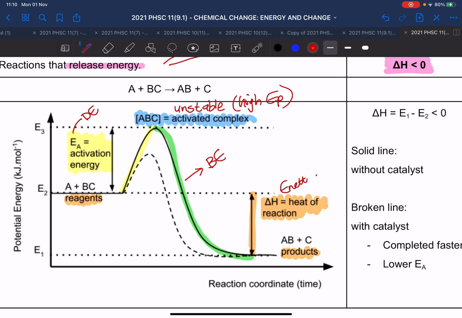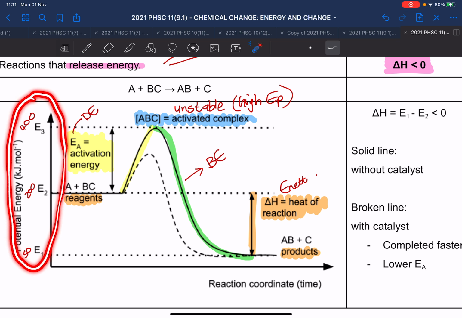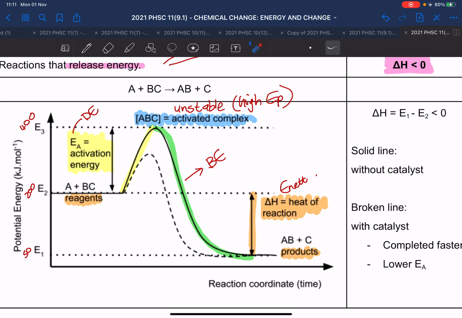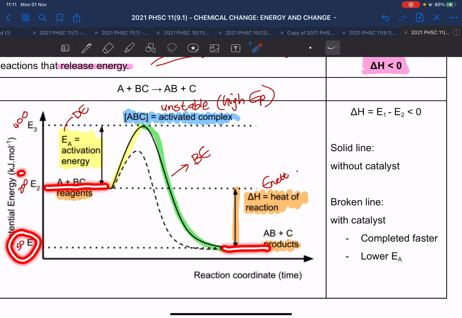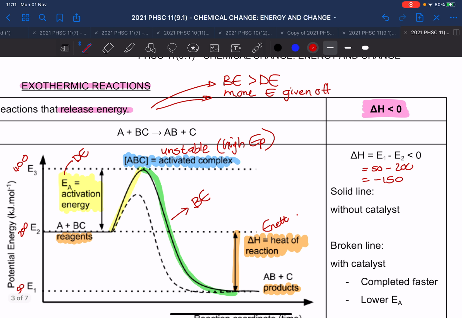Let's say this E1 was 50, this one was 200, and let's make this one 400. I made these values up. If we want to calculate the heat of the reaction, then it is the final minus the initial. So it will be 50 minus 200: the final energy, 50, minus the initial energy, 200. That gives you minus 150. So if the enthalpy, or the heat of the reaction, is negative, smaller than 0, then it is an exothermic reaction.